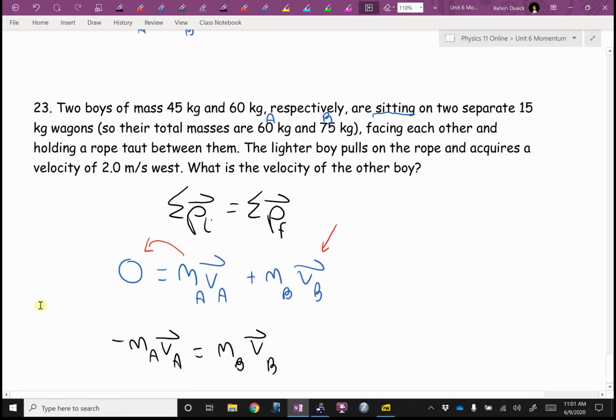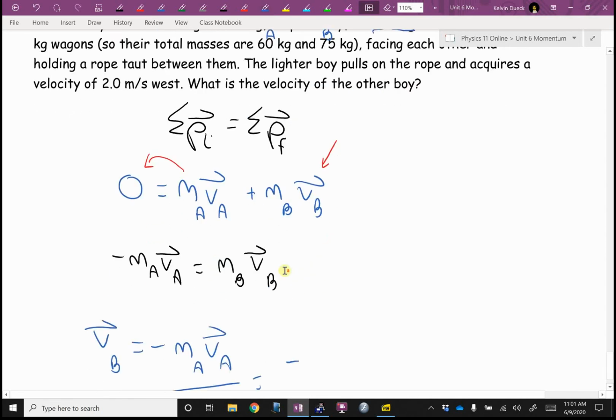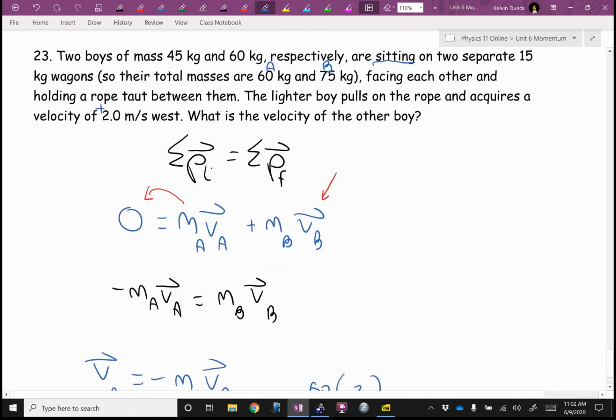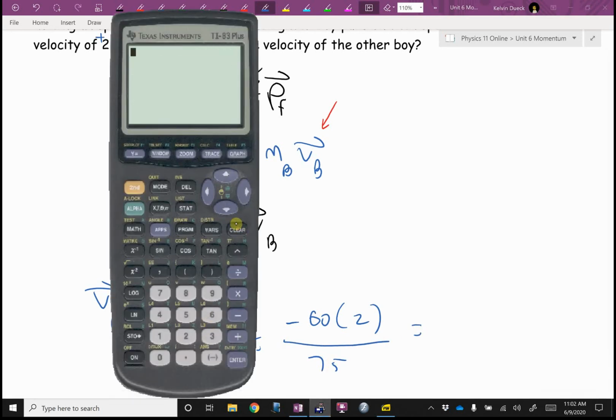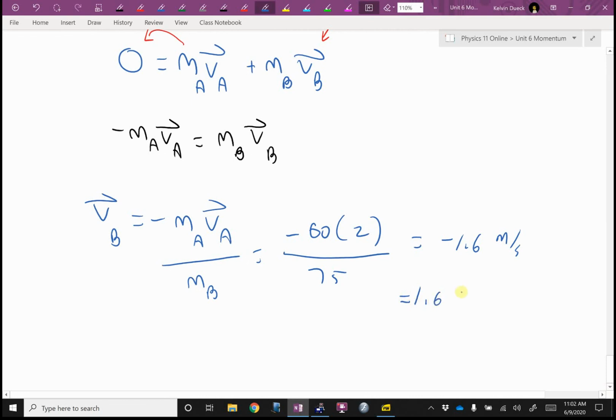And then to get the VB by itself, looks like I'll divide by mass B. I'll get VB equals the opposite direction of mass A, VA, all over mass B. Negative, what was mass A? 60. V was 2. Now, west I'm calling positive, divided by 75. Negative 60 times 2 divided by 75. I get negative 1.6 meters per second. If I called west positive, that's going to be 1.6 meters per second east.